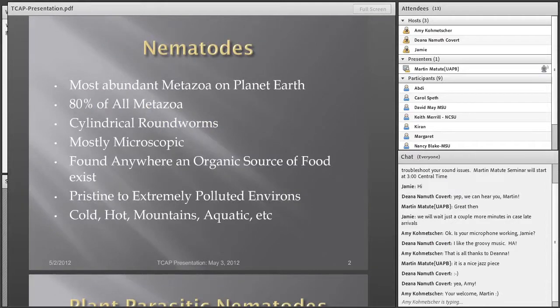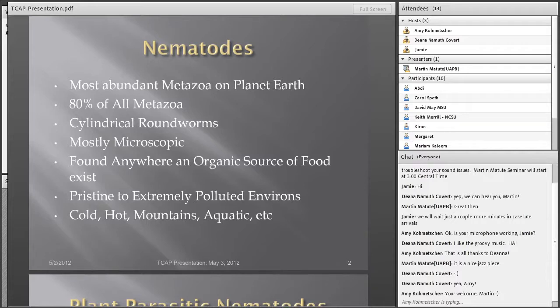We'll start with an overview of nematodes. Now, nematodes are the most abundant metazoans on planet Earth. And four out of every five multicellular animals in the world are actually nematodes. For the most part, nematodes are cylindrical roundworms. They are mostly microscopic, especially those that are plant parasitic.